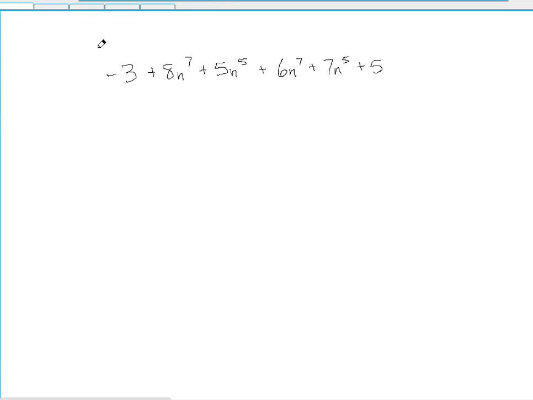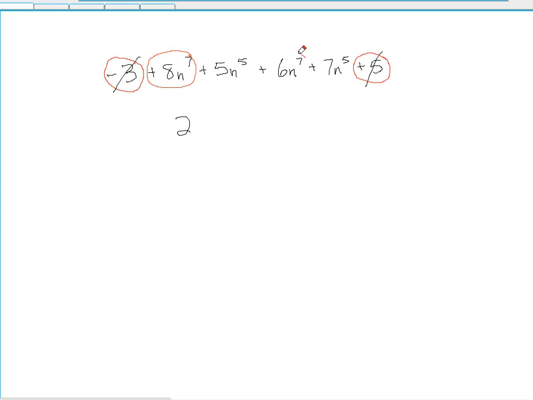And all I'm going to do now is simply add like terms. So start with this one. Doesn't matter where you start. That's a constant. I'm going to look for all constants here. And there's only one other term that's also a constant. I'm going to put them together. Negative 3 and a positive 5 gives me 2. And they're done. Next term is an n to the 7th. I have 8 of them.